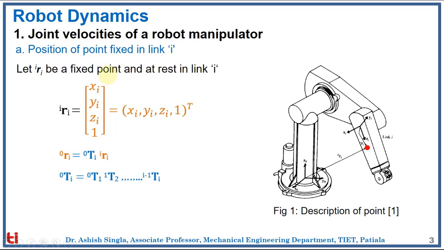Let R be a fixed point in link i, and this point R with respect to the ith frame, which is also present in link i, can be defined by this point xi, yi, zi and 1, which is for homogeneous transformation purpose. It can also be represented in this form. This point R, which is in the ith frame, can be transformed with respect to the base frame with the help of this transformation matrix. This transformation matrix is nothing but a multiplication of other matrices, which are also transformation matrices.